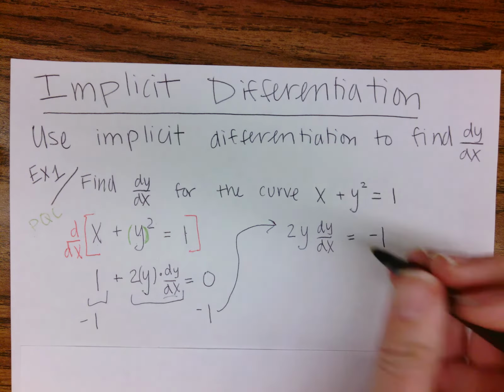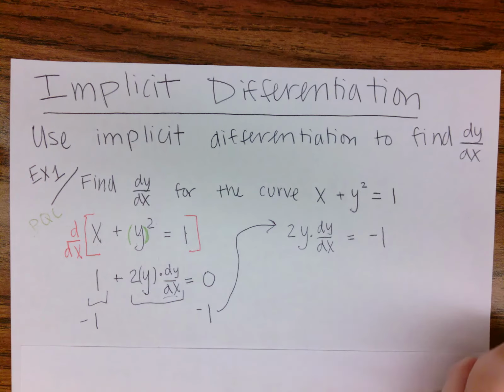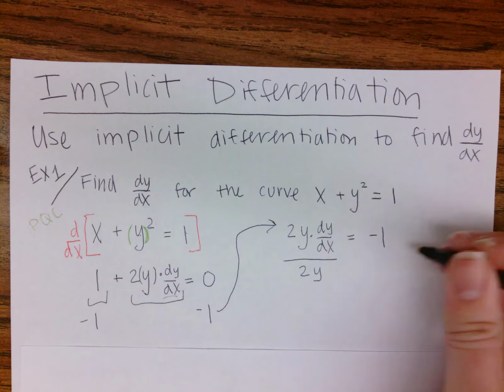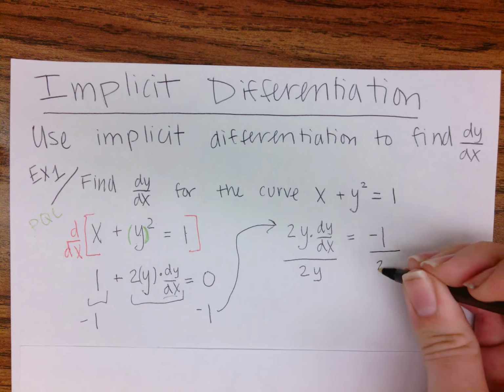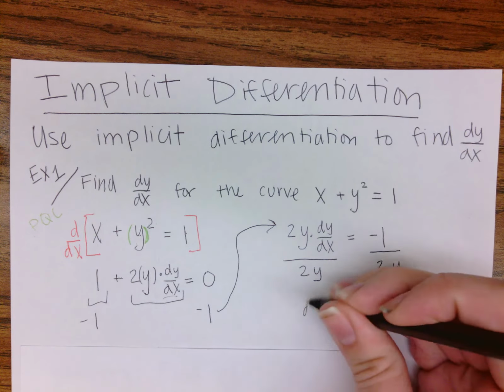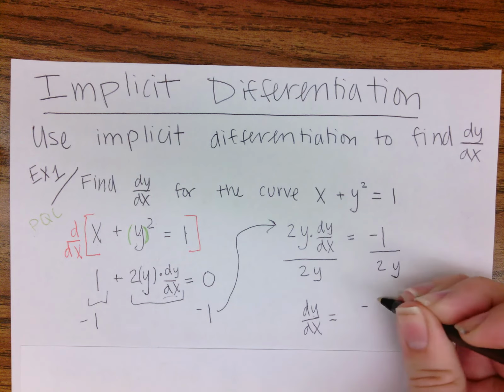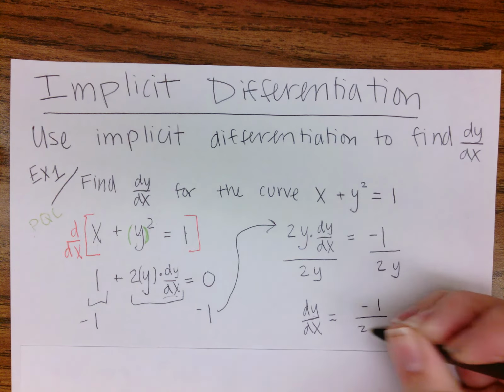In order to solve for dy dx, 2y is being multiplied. I need to divide by everything that's not dy dx. Divide by 2y. Whatever you do to one side, do to the other. My final answer is dy dx equals -1 over 2y.